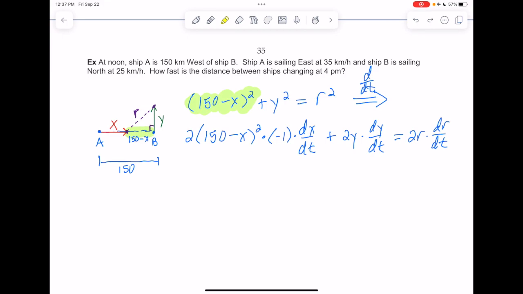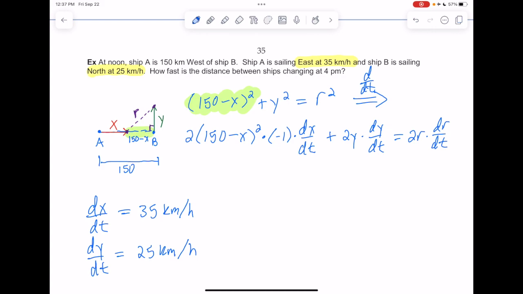So it says ship A is sailing east at 35 kilometers per hour. So that's going to give us the rate of change of x with respect to t. So dx/dt is equal to 35 kilometers per hour. And then they say ship B is sailing north at 25 kilometers per hour. So our north movement was the y. So that would be dy/dt is equal to 25 kilometers per hour.